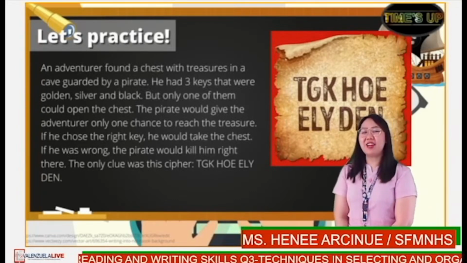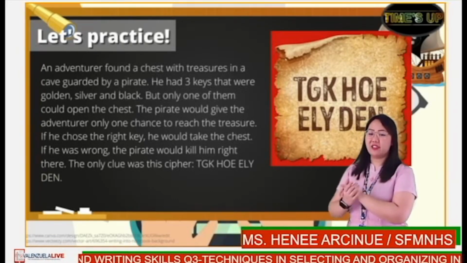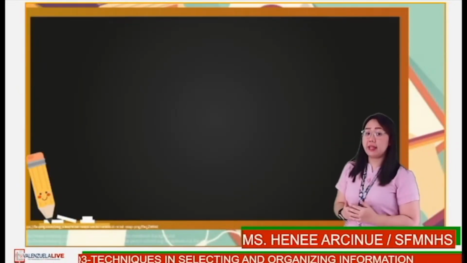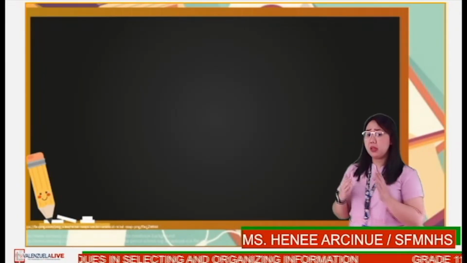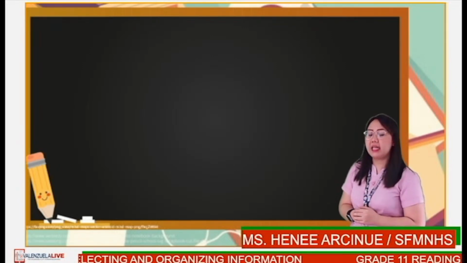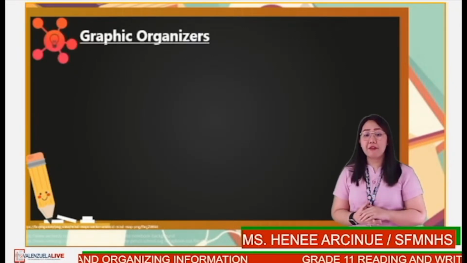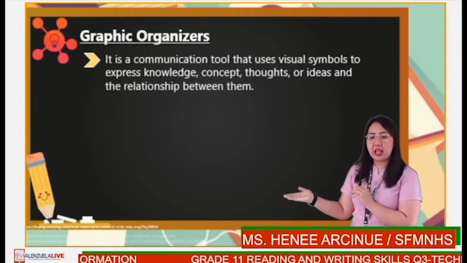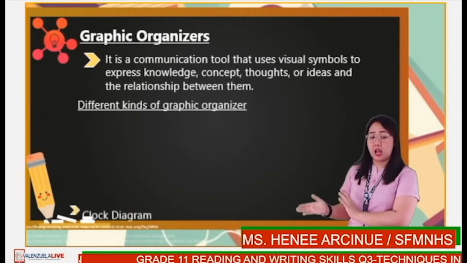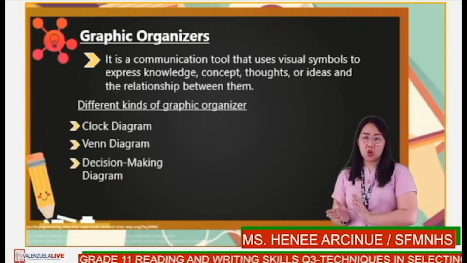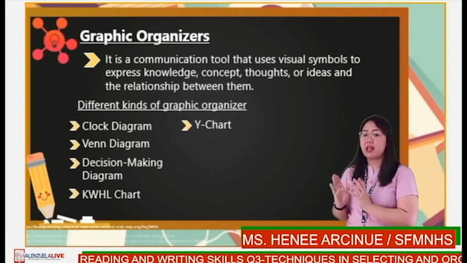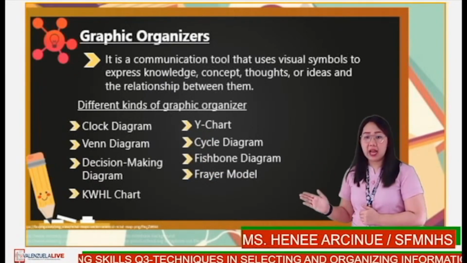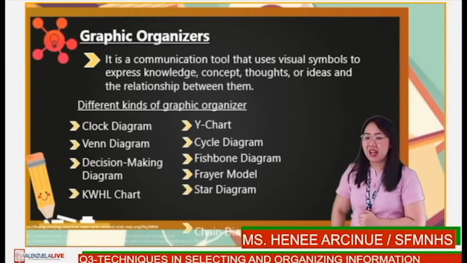Alright, very good, students. The golden key is the answer. After doing brainstorming, you can now create a graphic organizer that will help you achieve a much clearer idea. We have here different kinds of graphic organizer: clock diagram, Venn diagram, decision-making diagram, KWHL chart, Y chart, cycle diagram, fishbone diagram, prior model, star diagram, and chain diagram.